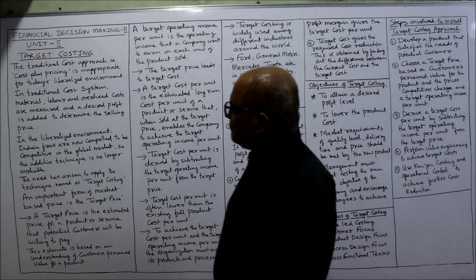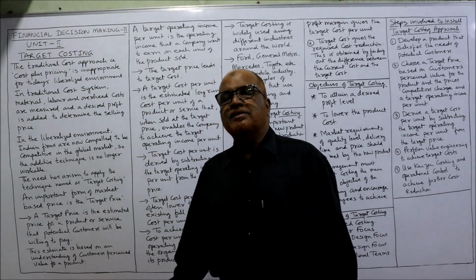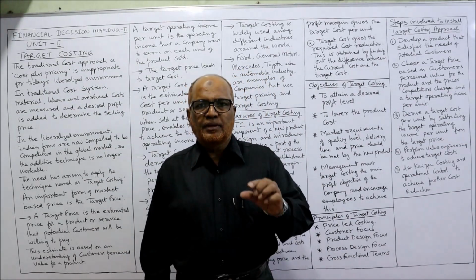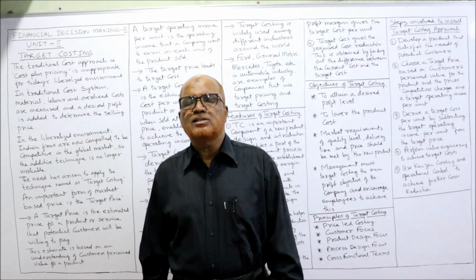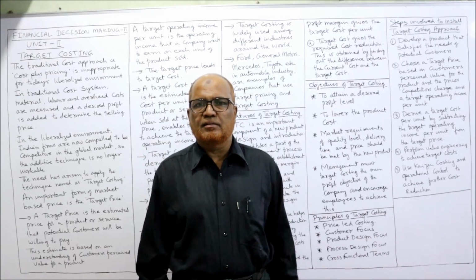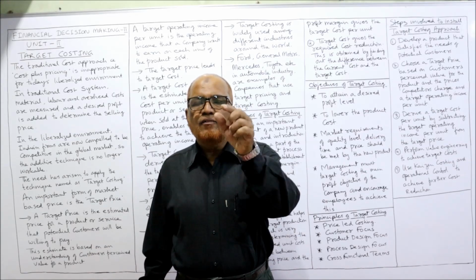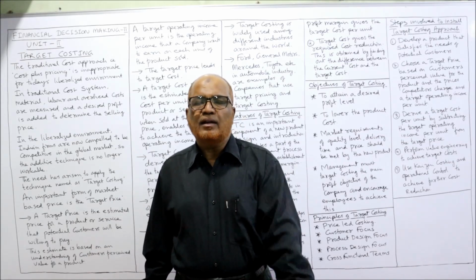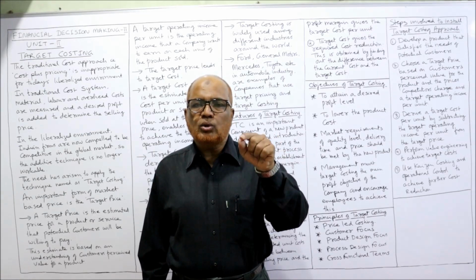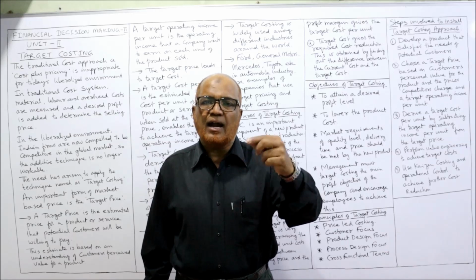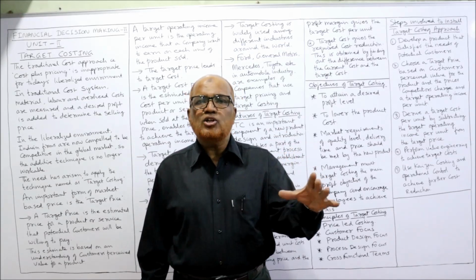Now, see, the traditional cost approach is cost plus pricing. Actually, how to fix the selling price? In the last video, I explained that one of the techniques is cost plus pricing. The traditional method of fixing the selling price is, first we need to find out the cost of production. After finding out the total cost of production, we add the profit. So finally we get the selling price. This is the traditional method.